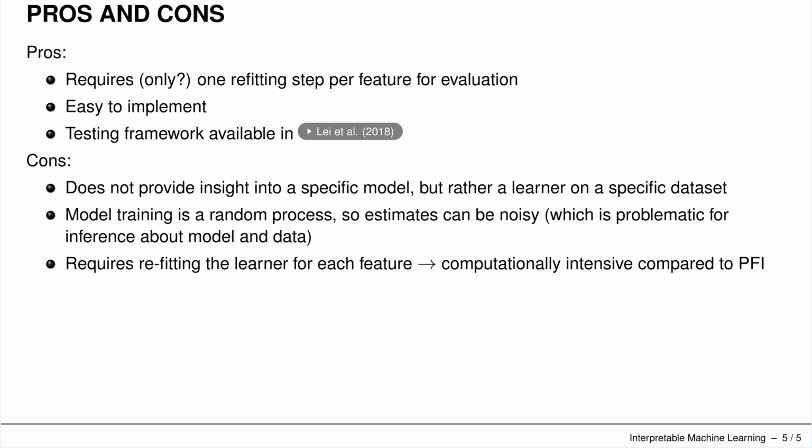So if we compare LOCO with permutation and conditional feature importance, then the advantages are that we require only one refitting step per feature evaluation. That only, we see that in the cons, depends on if the model is very expensive to fit. LOCO is quite easy to implement, and there's a testing framework available in the LOCO paper. But on the other hand, as explained, LOCO does not provide insight into a specific model, but rather a learner on a specific data set. So that can still be useful, but it's just a different interpretation.